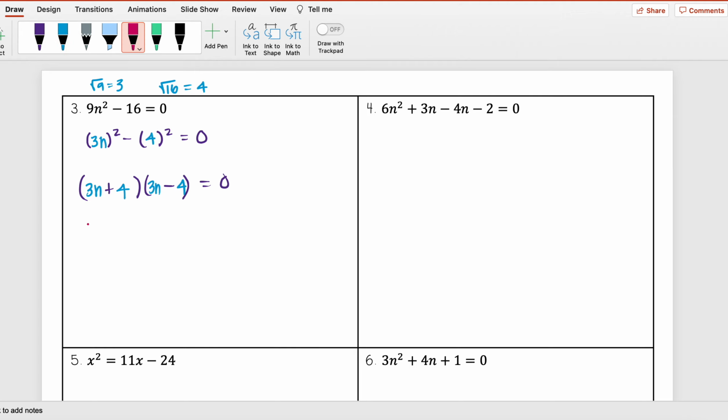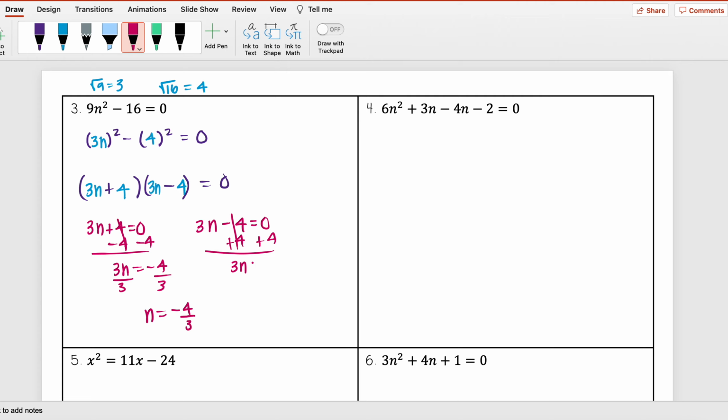And now from here, I can go ahead and solve both of those. So I have 3n plus 4 equals 0, 3n minus 4 equals 0, subtract 4, so n is equal to negative 4/3, and then n is equal to 4/3. So you'll see with those difference of squares, you'll end up with the same number at the end, but one's going to be positive and the other's going to be negative.